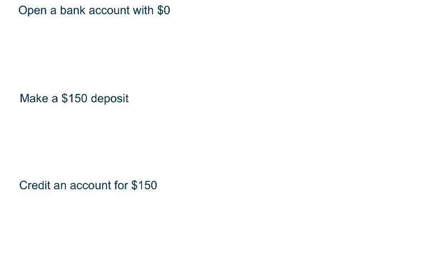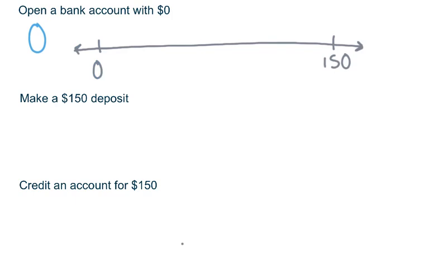Now let's practice what these scenarios mean and how we can turn them into integers and put them on a number line. So our first event is that Tim had opened a bank account with 0. So what is the integer in that event? The integer is 0. Now let's place the integer 0 on our number line.